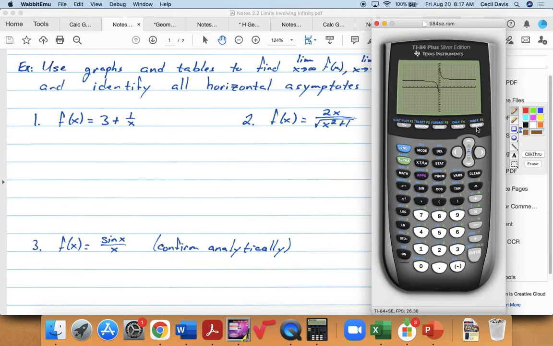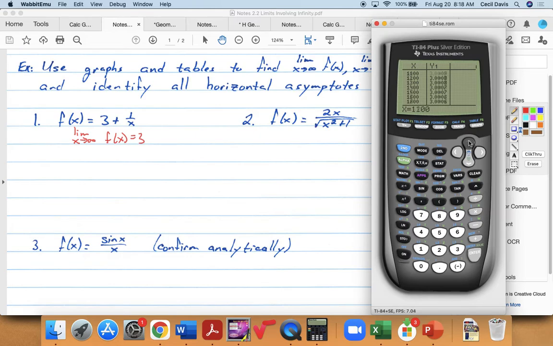So we're pretty convinced here that the limit as x goes to infinity of f of x is 3. Are we convinced about negative infinity? Well, haven't really looked yet, have we? But it sure looks like it's the same, doesn't it? It gets to 3 at 20,000. Yeah, I'm pretty convinced.